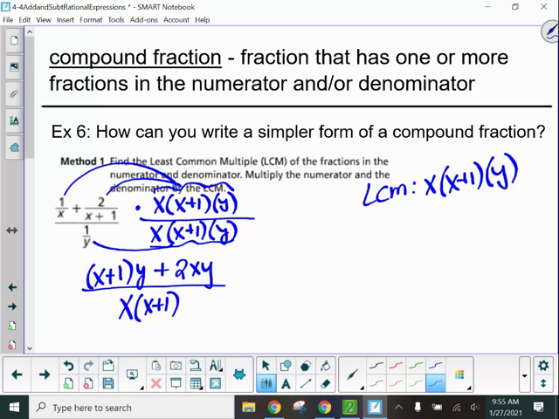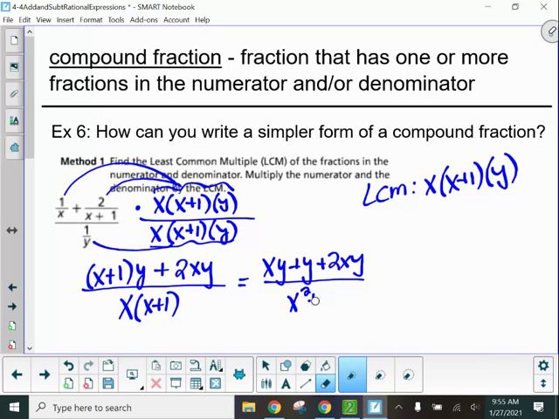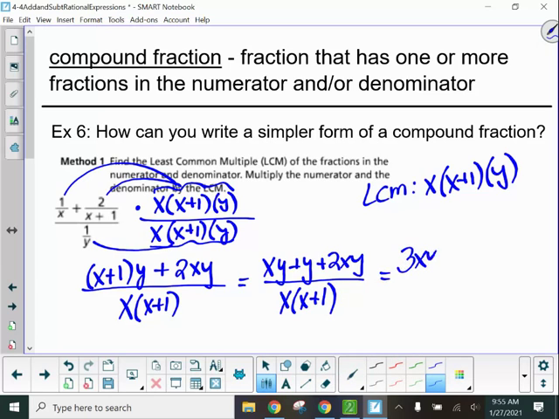So when we go through and simplify this, I do have to distribute. I get xy plus y plus 2xy all over x squared plus x. If you want to distribute that, you could, or leave it x times x plus 1. Maybe I'll do that instead. And then on top, xy plus 2xy is 3xy plus y over x times x plus 1.